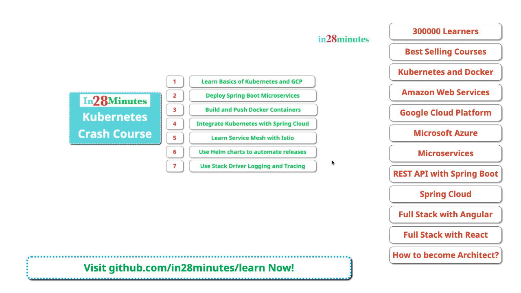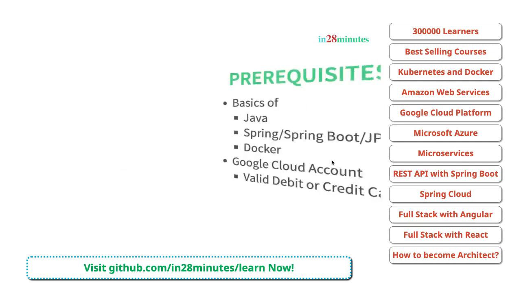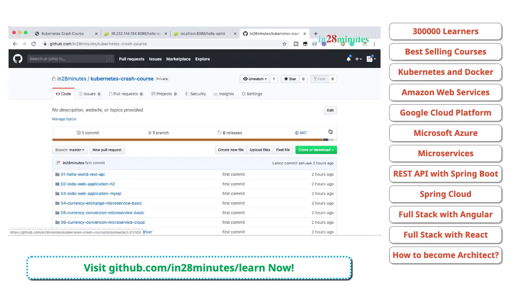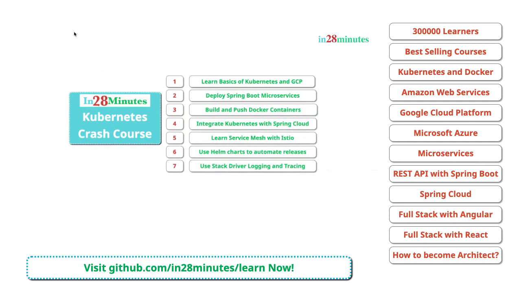We'll be using Maven as our build tool and Eclipse as our IDE, and we expect you to have good knowledge of Java and Spring. We'll help you create a Google Cloud account during the course, to create which you need a valid debit or credit card. The complete source code, including the step-by-step instructions for the course, are present on the GitHub repository of the course. This course is everything you would need to learn Kubernetes.